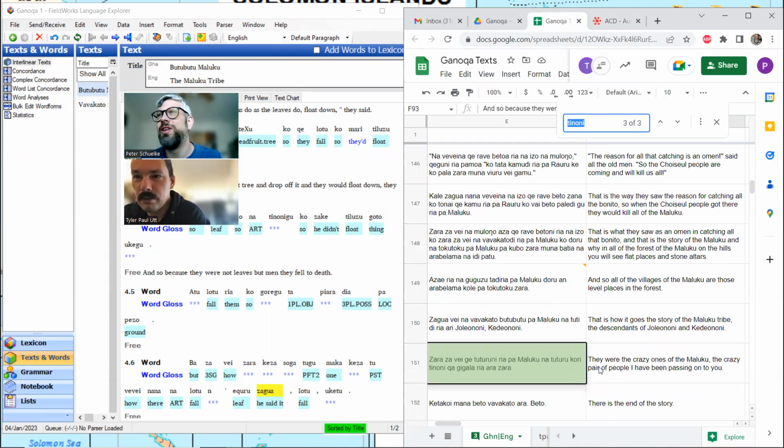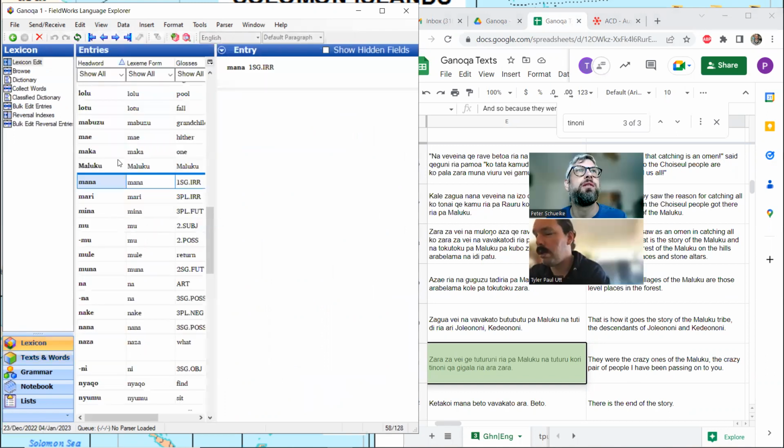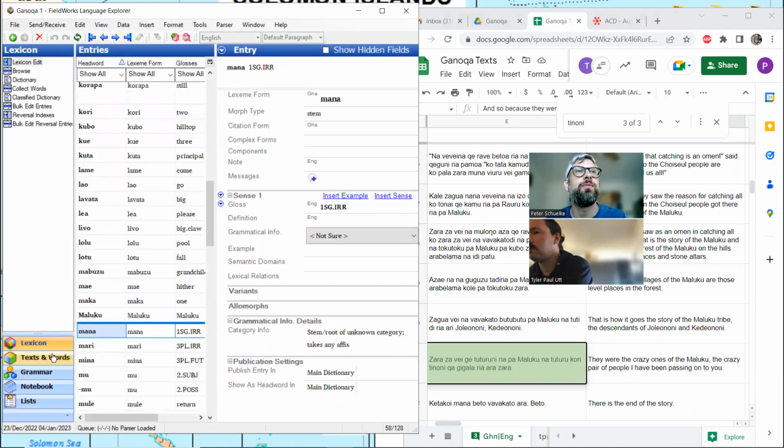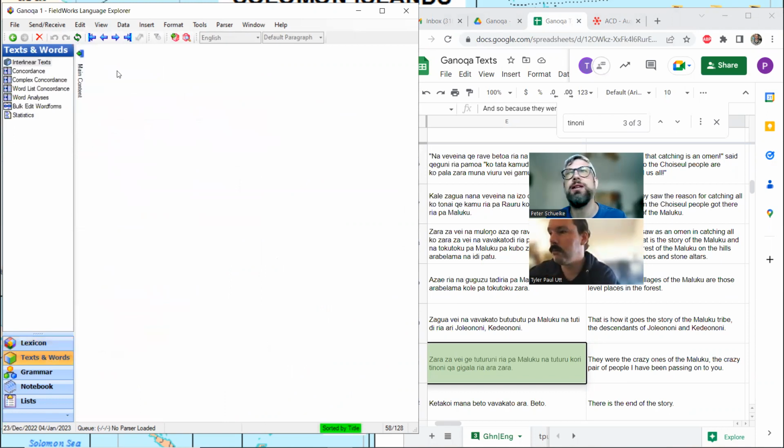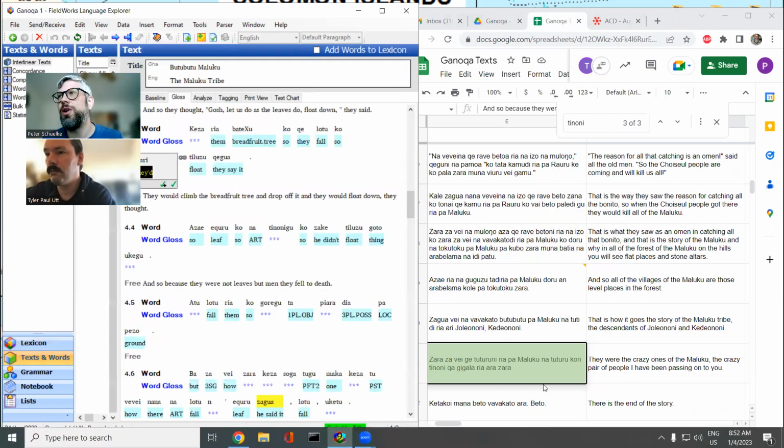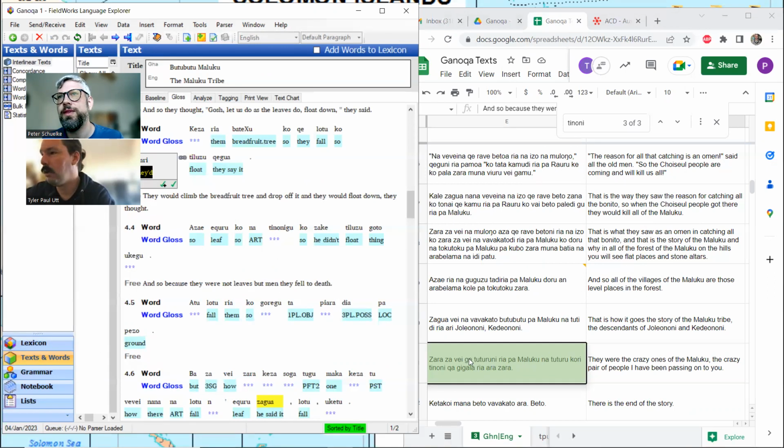Now there they have, look, Kori. So the Kori means plural or something. Tinoni, and you get people. Ori, I think, is the numeral 2. I mean, it could have a ri as part of its makeup, but we see it elsewhere. Is Kori 2? Let's check our lexicon. Kori, 2. All right. Very good memory, Tyler. Thank you. You're a steel vault. On my better days, perhaps. Natuturu Kori Tinoni. The crazy pair of people I have been passing on to you.